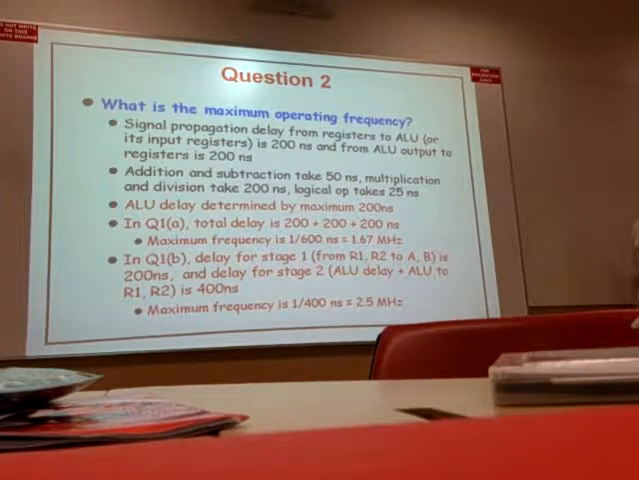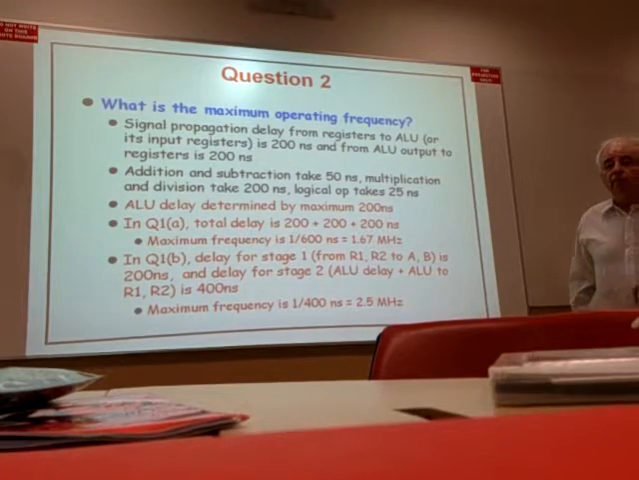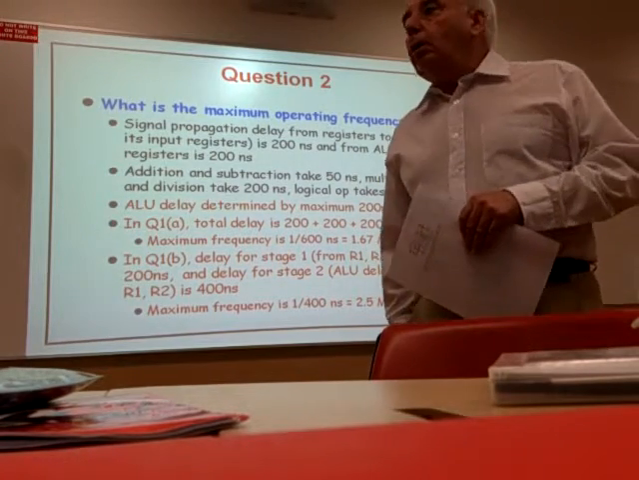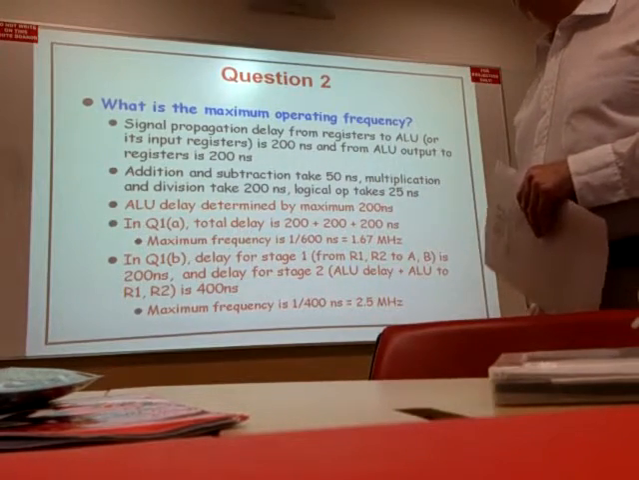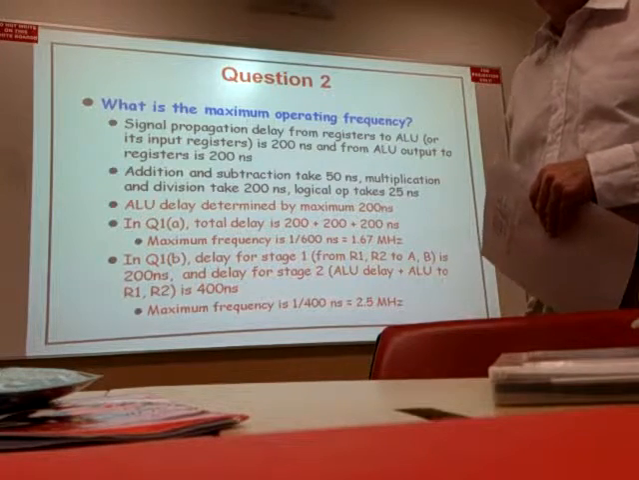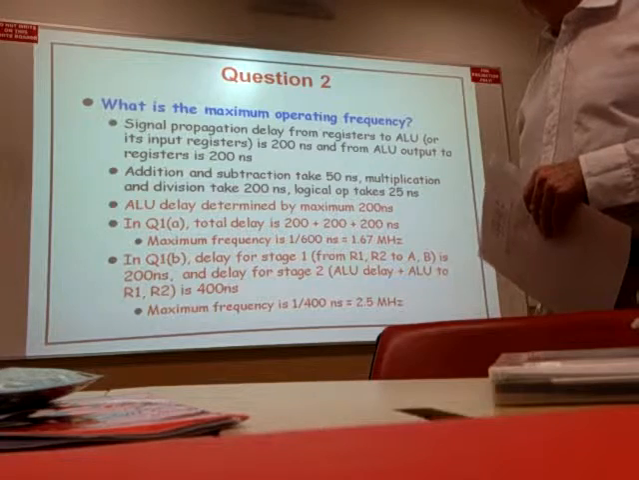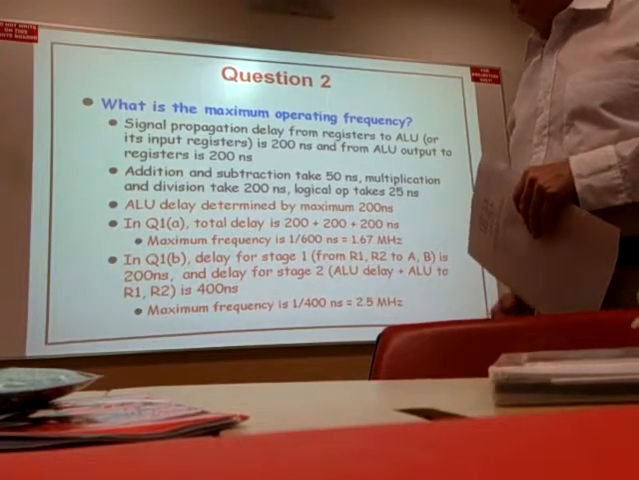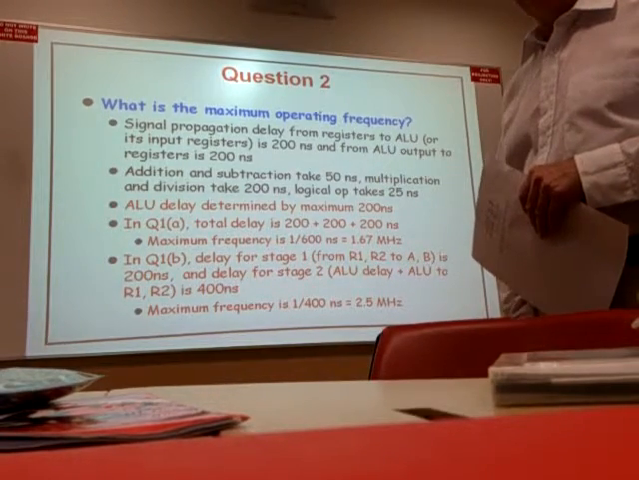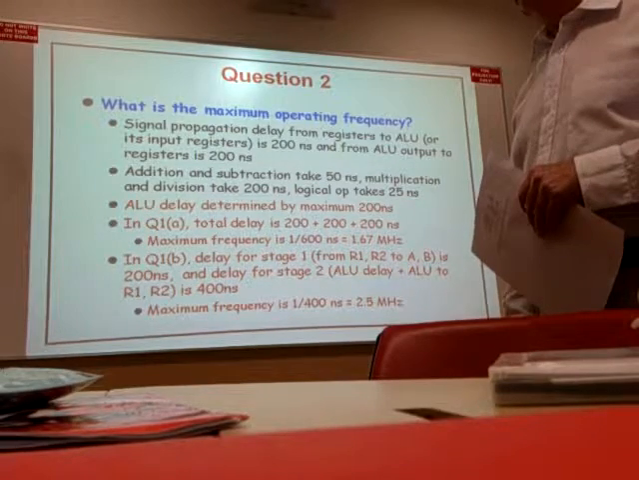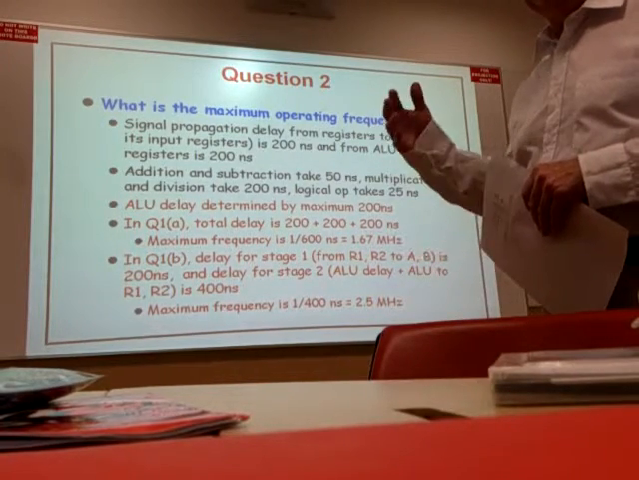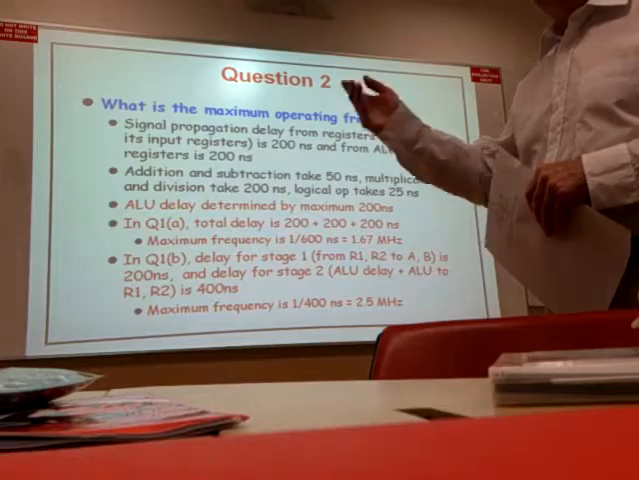Okay, is that clear? Then for register A and B to ALU, there's no delay. According to the question, there's no delay. You can ignore it, because A and B are the input registers to the ALU, so the signal propagation delay is going to be very small, therefore it can be ignored.